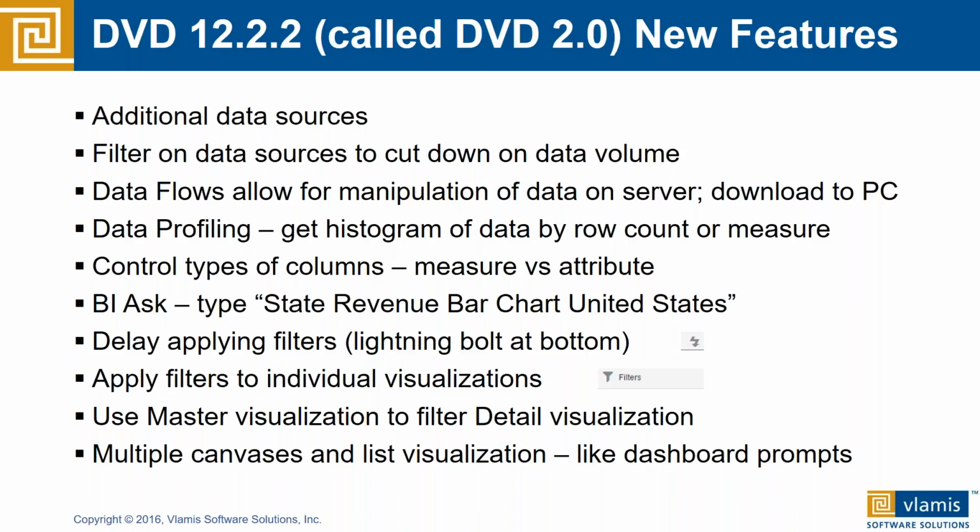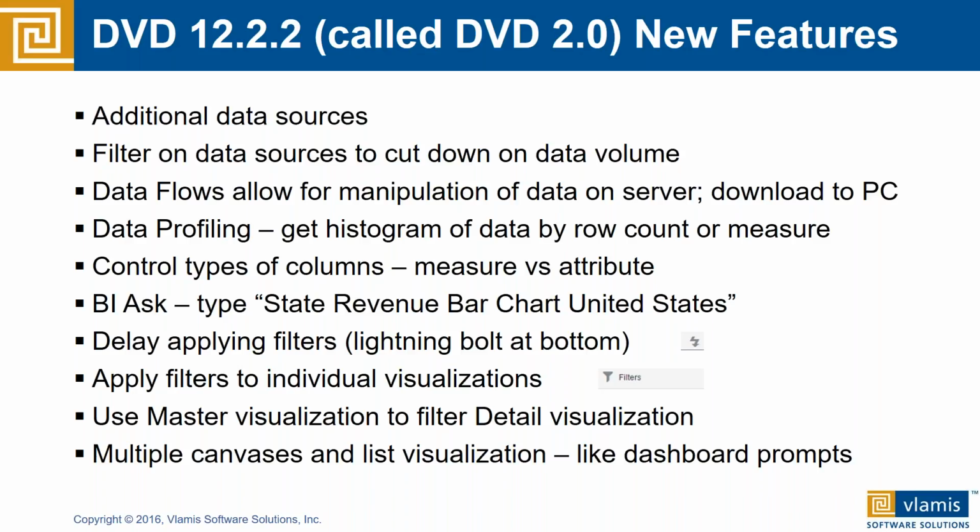So some additional data sources really open up that entire platform to capitalize on whatever data sources you have. The ability as well to filter on the data sources becomes very important to cut down on the data volume. You may bring in huge tables that you just want pieces of, and that'll really streamline the content creation process. Data flows now allow for some kind of manipulation of the data, and to download pieces of data down to your PC and do it in a graphical sense. You'll see an example of that when Arthur shows the demo.